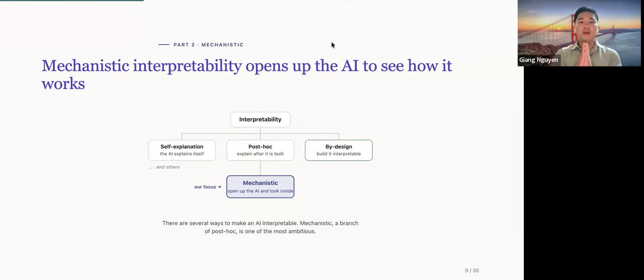Okay, so a little bit of the background. There are actually many ways to explain an AI model. We already met one, the AI explaining itself, which can be unreliable, as I told you. The second big family is post-hoc interpretability, the middle one here, where we explain the AI after we build it. And the third one, which we will get into later, is by-design interpretability, where we build the AI to be interpretable from the start. And there are many others. For now, we are just zooming into the post-hoc method, like mechanistic interpretability here.